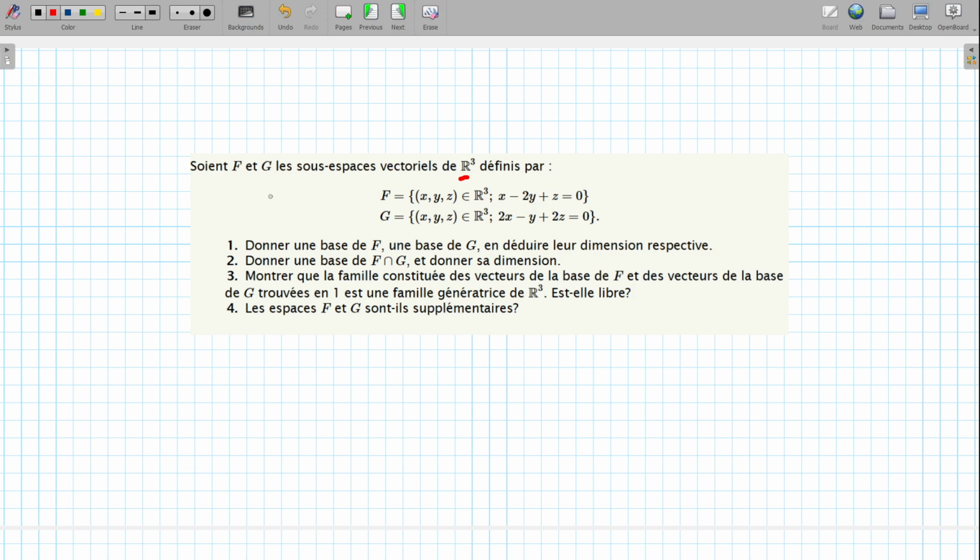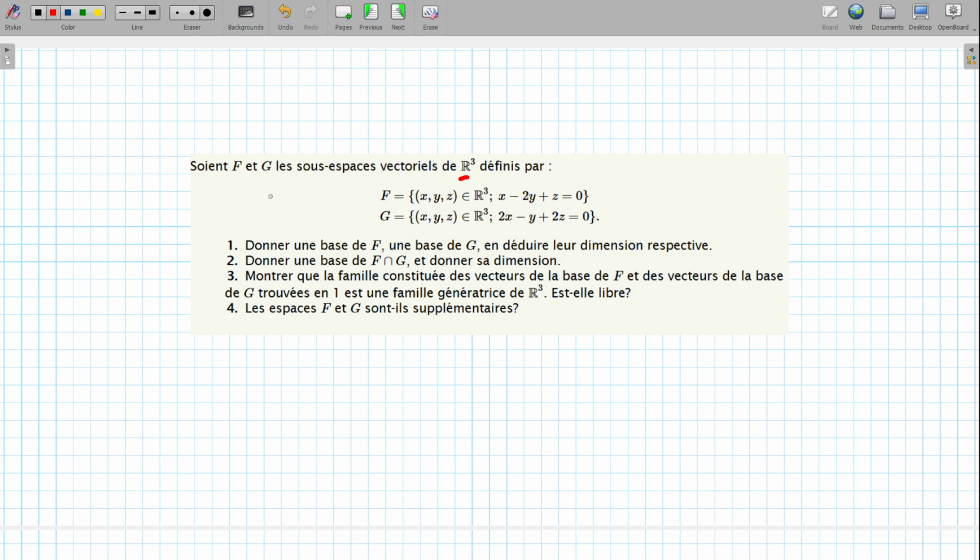A base of F is going to be a family of vectors that is à la fois génératrice, which means they can generate the entire space F, and libre, that is, they're supposed to be linearly independent. So we're supposed to find a family of vectors that satisfies these two conditions, génératrice and libre.